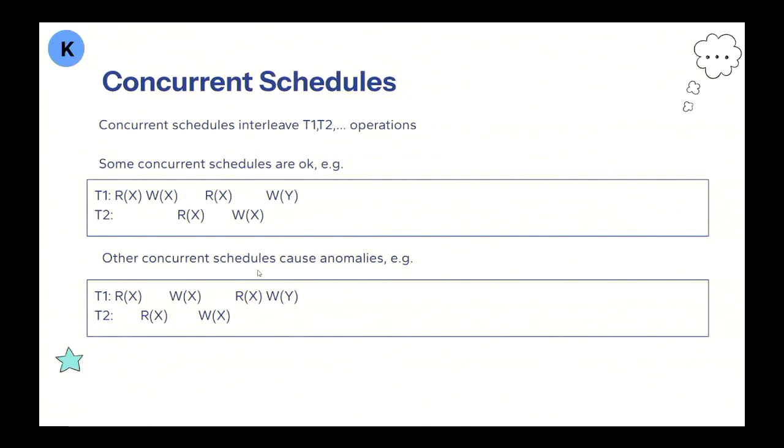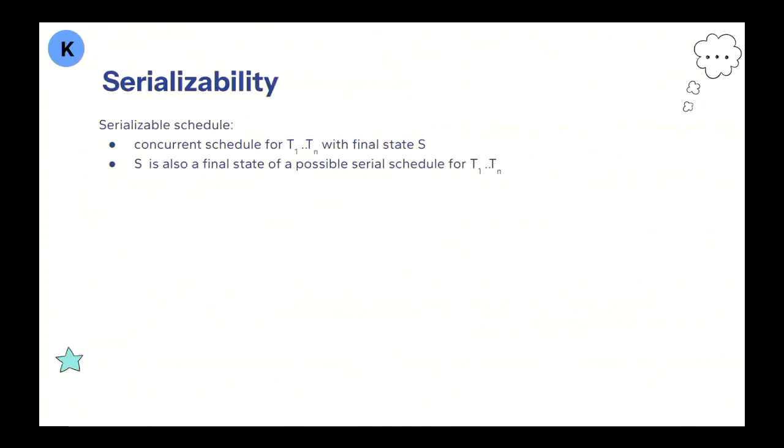And how do we determine if a concurrent schedule will give us anomaly or not? This leads to the concept of serializability. This is the mathematical or more formal definition of a serializable schedule. In summary, we want to determine if a concurrent schedule will cause anomaly or not. If it is serializable, it means that it will generate the same result as if we execute the transactions in a serial schedule.